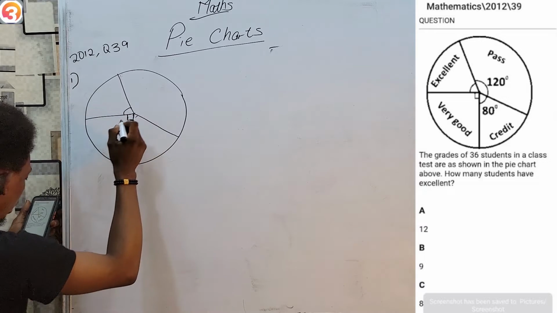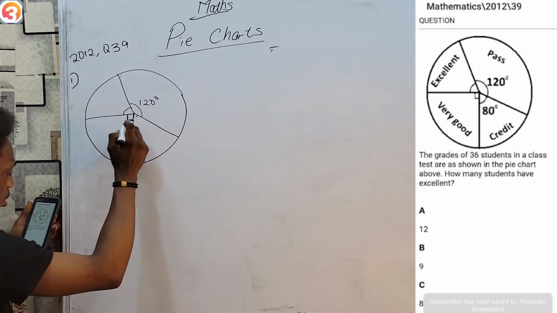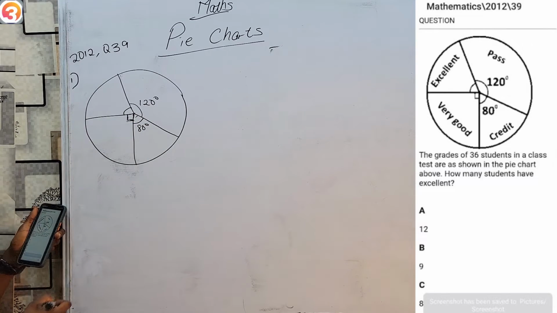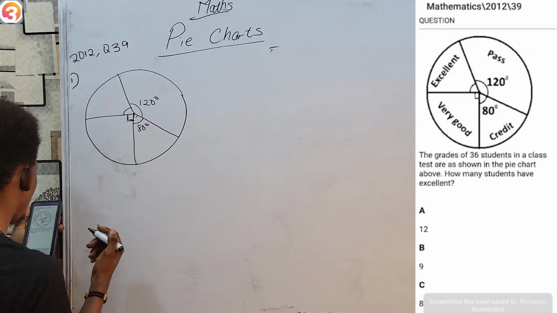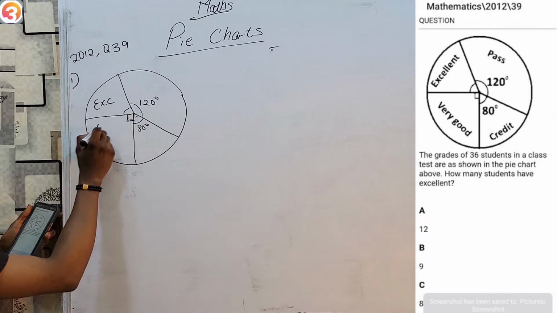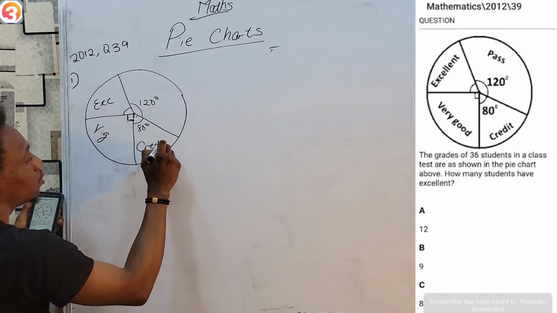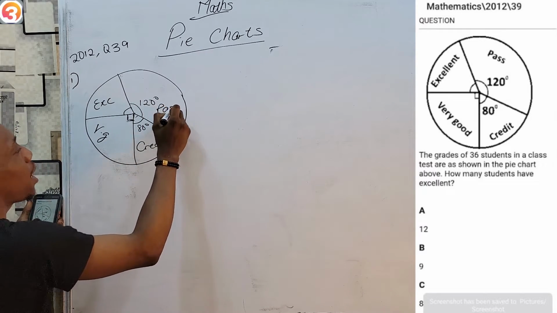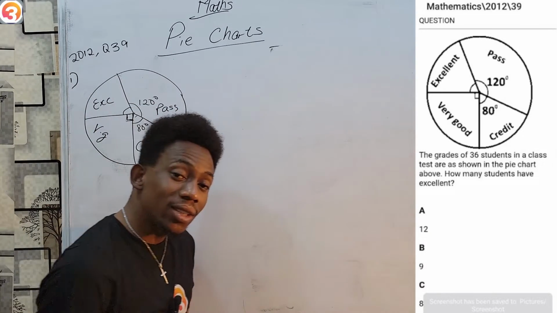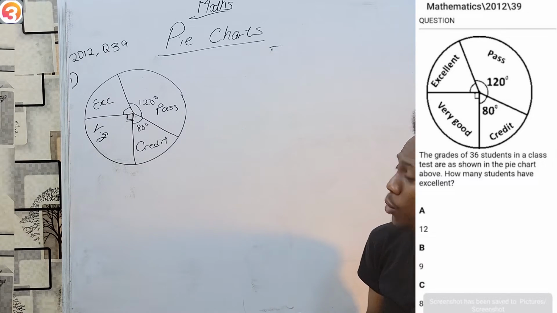This is an angle here. This is 120 degrees, and this is 80 degrees. Now, each of these sectors in the circle are all labeled. This is excellent. This is very good. This is credit. And this is pass. Now, the question says, the grades of 36 students in a class test are shown above.